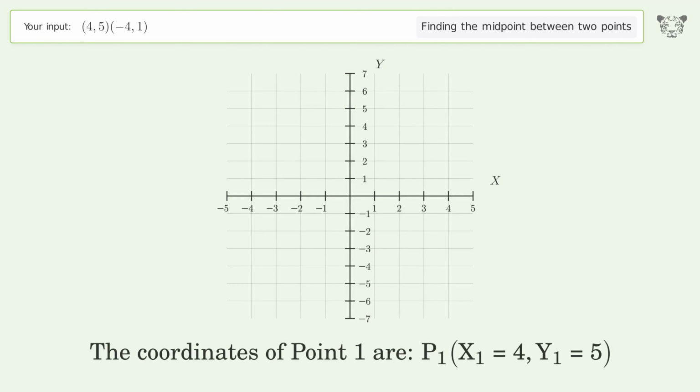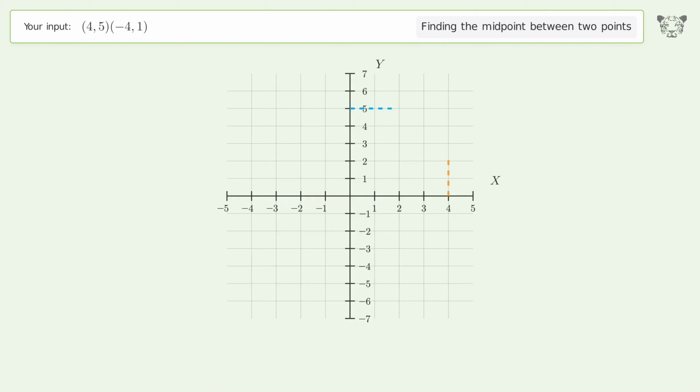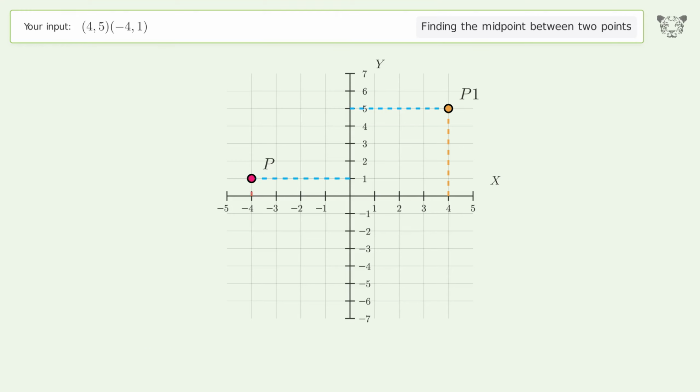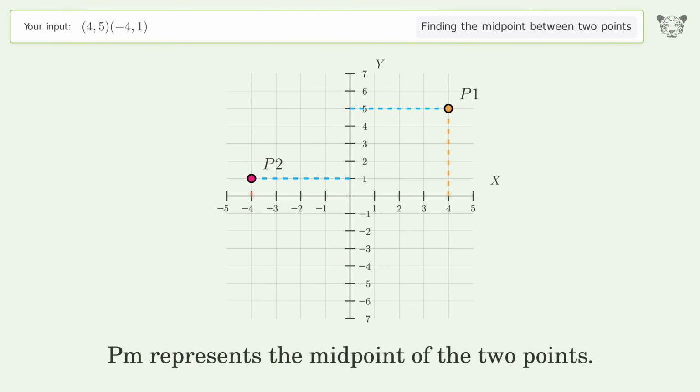The coordinates of point 1 are x1 equals 4, y1 equals 5. The coordinates of point 2 are x2 equals -4, y2 equals 1. PM represents the midpoint of the 2 points.